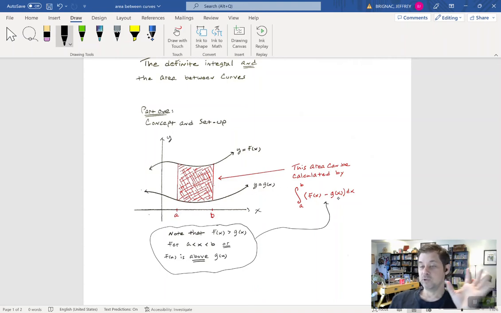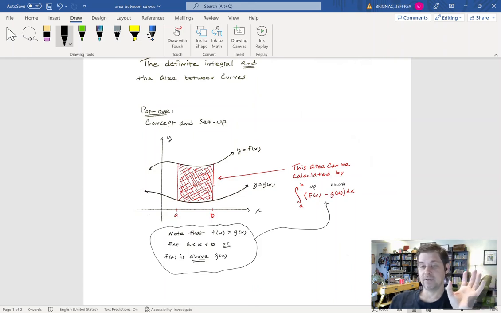So we subtract in the order of the upper curve minus the lower curve. So like up minus down. So that's how we set things up, and that's how we will measure it.